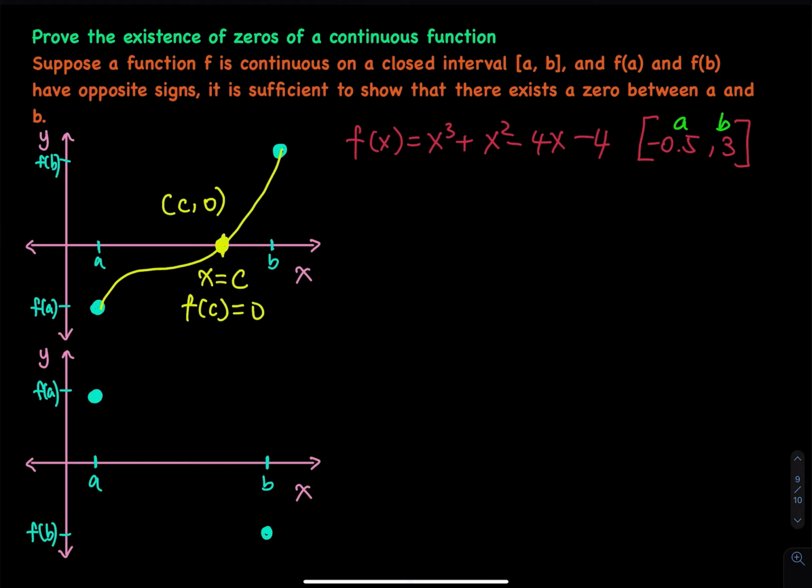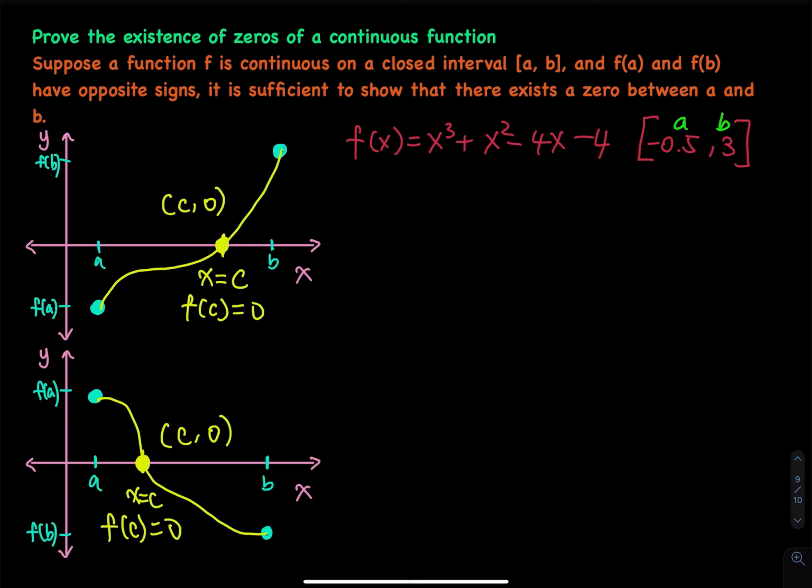What if f of a is above the x-axis and f of b is below the x-axis? Same rule. You sketch a curve to connect these 2 points, and when you do so, you have to go across the x-axis. At that point, we have x equals c, such that f of c is equal to 0. When x is equal to c, y is equal to 0. As soon as you go across the x-axis, I can prove that the zero exists.